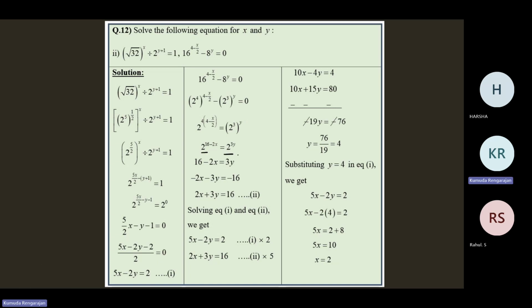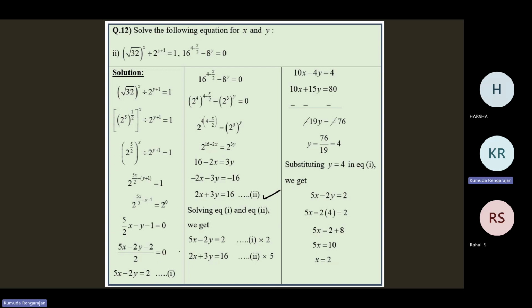Okay, so now base is the same on both the sides. So equating the powers, 16 minus 2x is equal to 3y. And then minus 2x minus 3y is equal to minus 16. Changing the signs throughout, minus 2x is plus 2x, minus 3y is plus 3y, minus 16 is plus 16. Changing the signs throughout, we get this equation. This is the second equation.